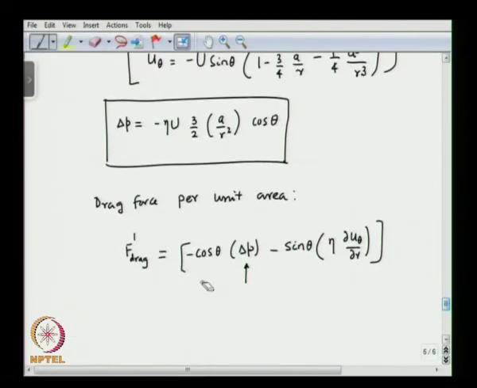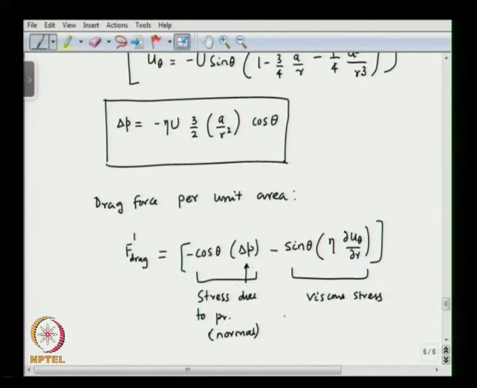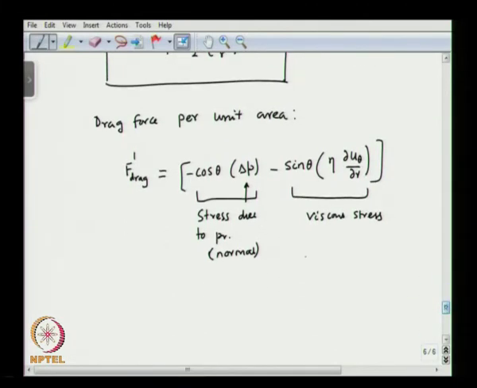Okay. So, this is the stress due to pressure, and this is the viscous stress. So, this is normal to the surface, right, this acts normal, and then you make cos theta. So, that makes it the component along the drag, and then this is tangential.